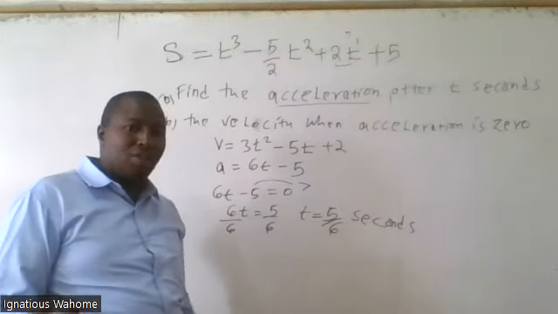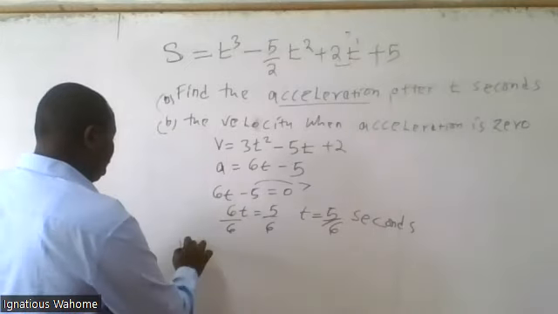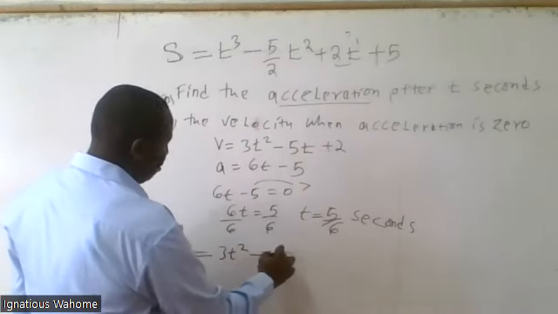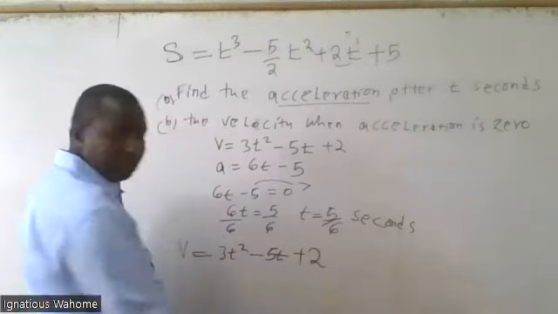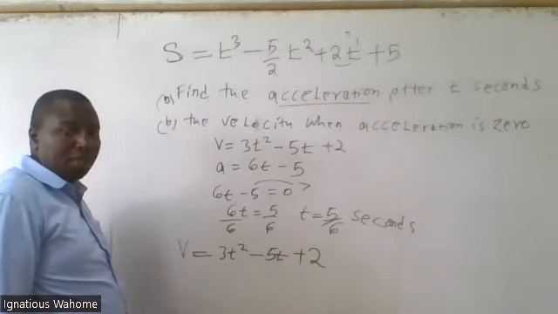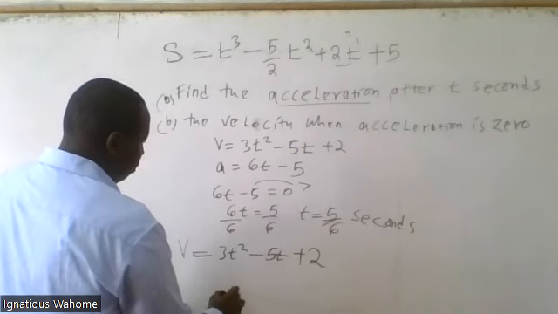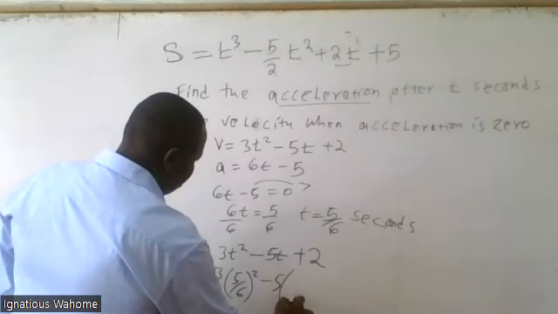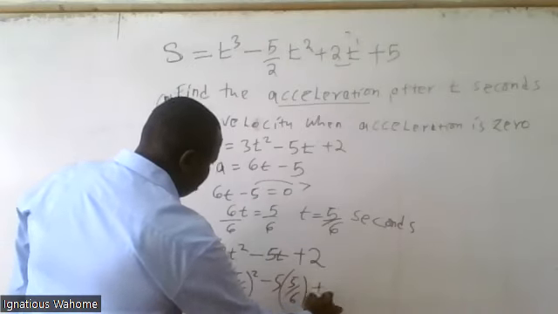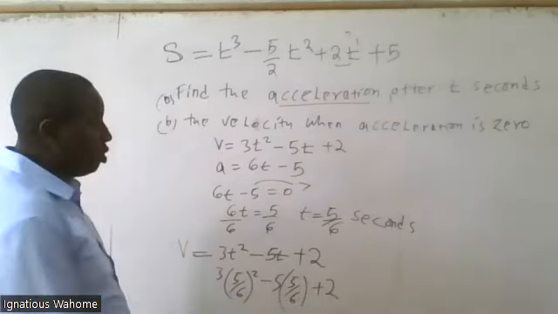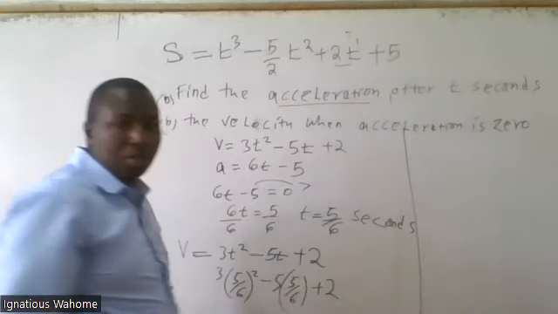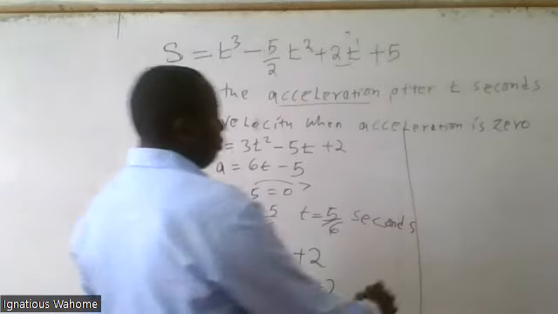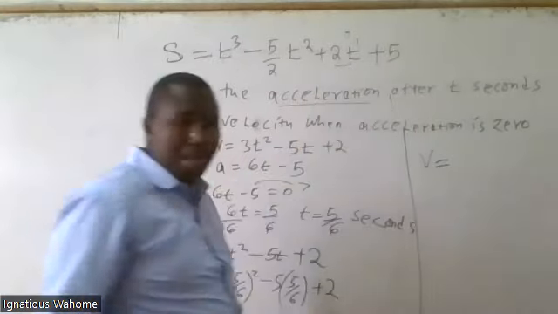So therefore, find your velocity. We already have the function for velocity: 3t squared minus 5t plus 2. Take t as 5 over 6. So 3 into bracket 5 over 6 squared, minus 5 into bracket 5 over 6, plus 2. Substitute that and you get your velocity. Work out that.